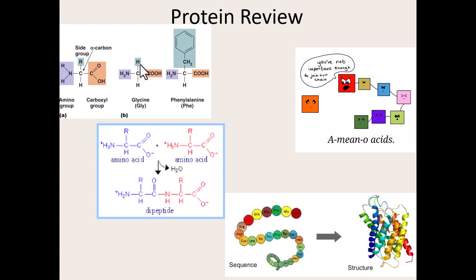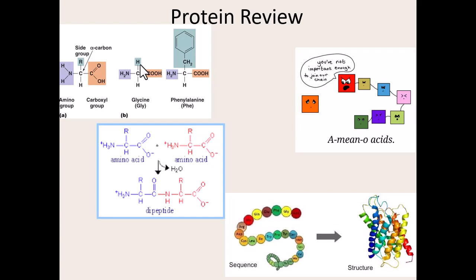When we string amino acids together, the bond that holds them together is called a peptide bond. So when we put these two amino acids together, the bond that holds them together is called a peptide bond. Two of them together we call a dipeptide.